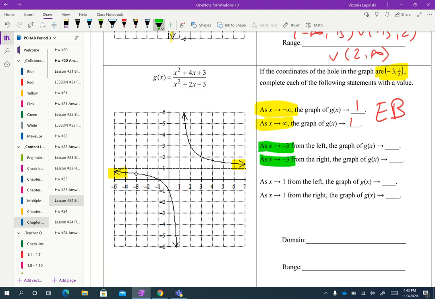Now let's pick -3 to the left and to the right. So -3 is here from the left and to the right. And as you can see, you're again approaching the same value from each side. So that's a half and a half both ways.